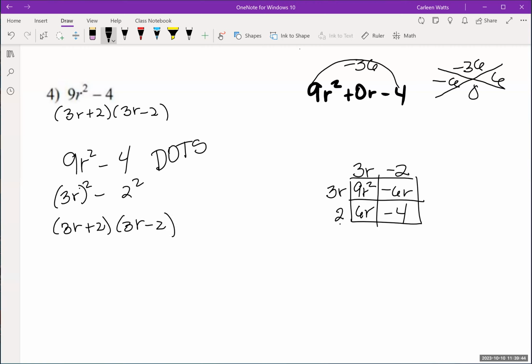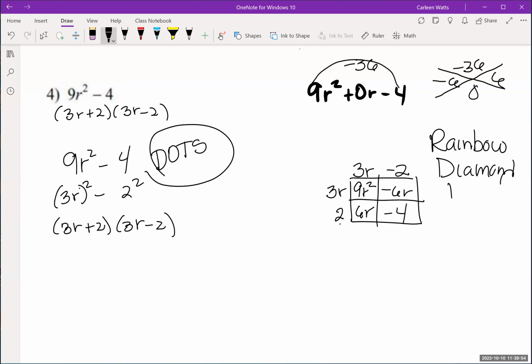So you could either use the difference of 2 squares method or the rainbow diamond box method. They both give you the same answer. 3R plus 2, 3R minus 2.